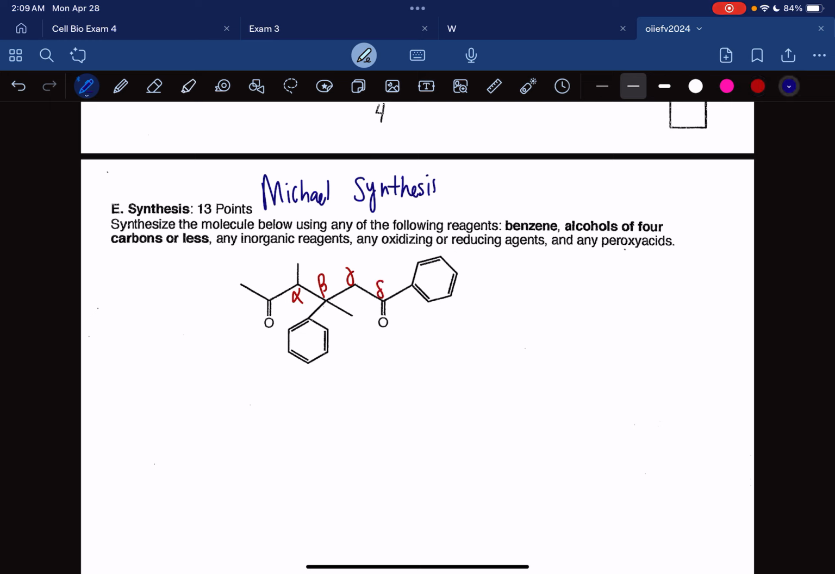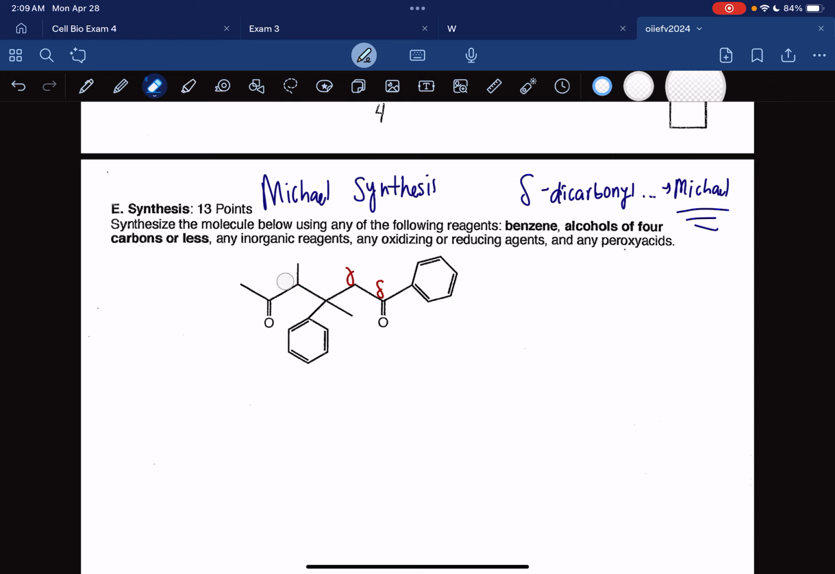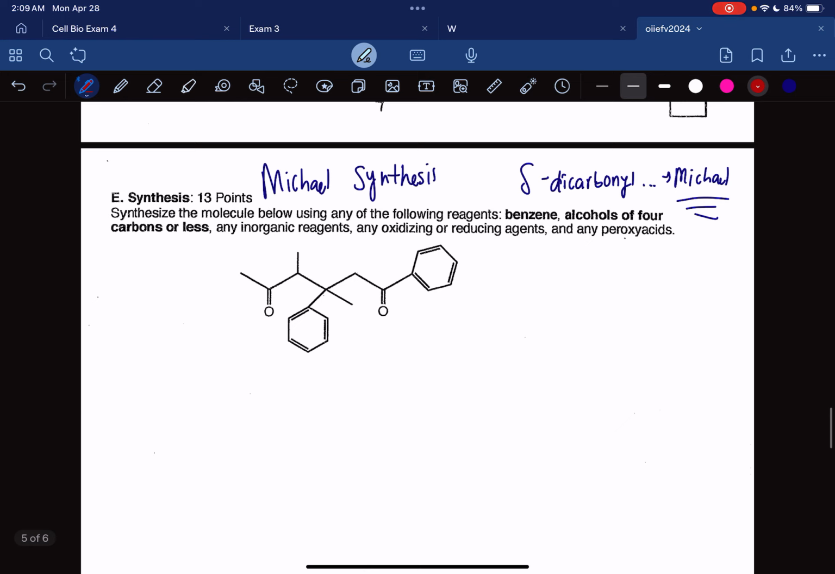If you have a delta dicarbonyl, then that's like ding ding ding, this is a Michael. It's happening somewhere because that's a product of a Michael reaction. Now the only issue is in this specific structure, you don't see the Michael donor and the Michael acceptor immediately. But the easiest way to get around that is doing something called the temporary ester strategy.